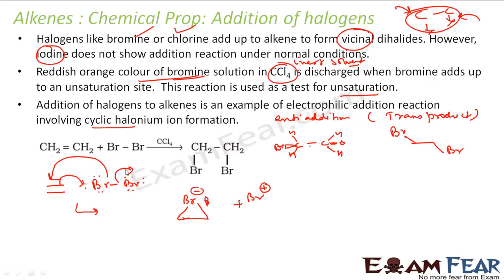So this electron moves in this direction, so it has to be Br minus, and this will become a positive charge. Correct. Now this negative bromine will attack this carbon, and this bond will break actually, and this positive charge will go off. So with this, the output you'll get is bromine here. Correct.